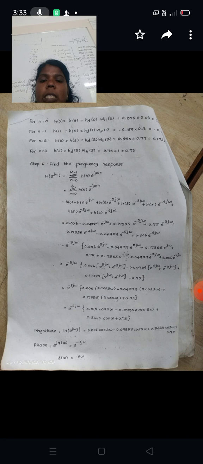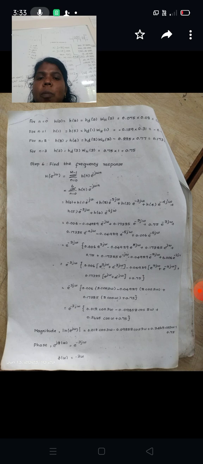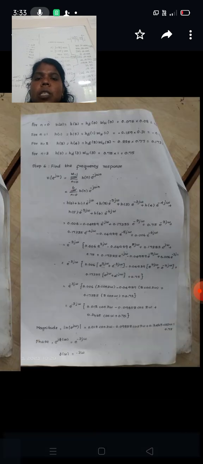0.0958 cos 2 omega plus 0.3465 cos omega plus 0.75. Next, phase equal to e power minus 3 j omega. Therefore, phi of omega equal to minus 3 omega. Okay, these are about the frequency response.